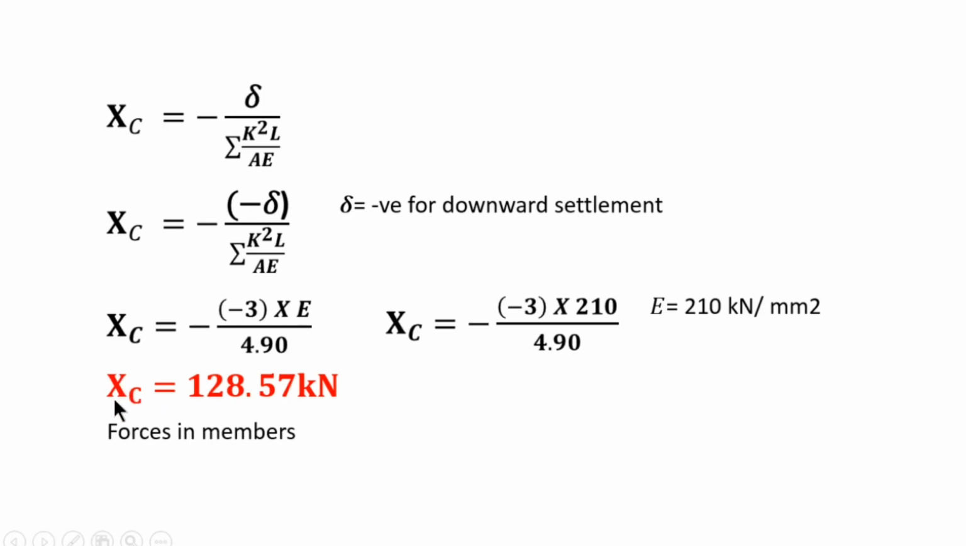Once we get the value of XC, then member forces are evaluated like S1, S2, S3, S4 and so on, where S1 is equal to P1 plus X into K1. P1 is the member force due to the applied load and K1 is the member force due to the unit load. So in our case, the P1 value is 0, P2 value is 0, P3 is 0, only X into K1 remains.